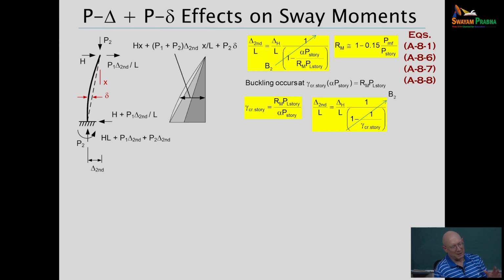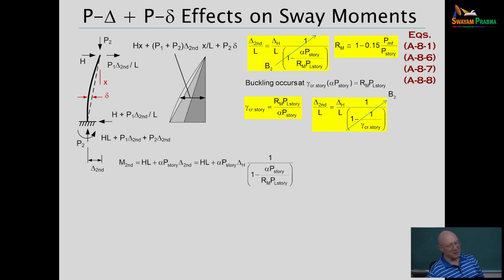minus, I should have just taken all the alphas out. 1 minus P story over Rm PL story. Okay? So my question is, if I include the small delta effects, will it say that my frame will buckle at a smaller load? Smaller load. That's correct. This P small delta, just like the P large delta, is destabilizing when we have the downward load. And so writing things in terms of the drift ratio, we could write it as, well, B2 is simply same form again, 1 over 1 minus 1 over gamma critical story.